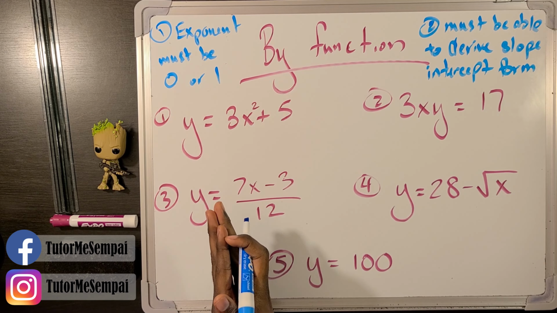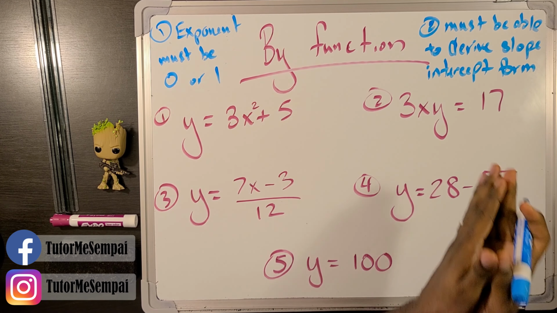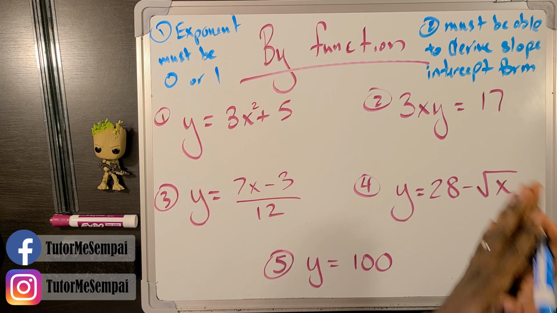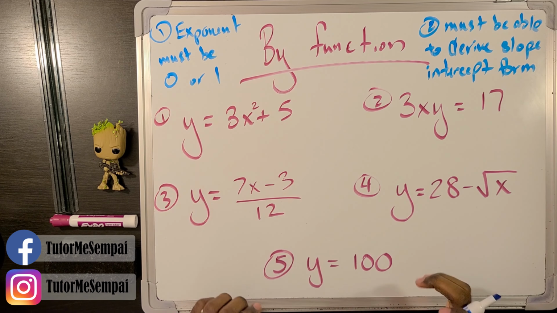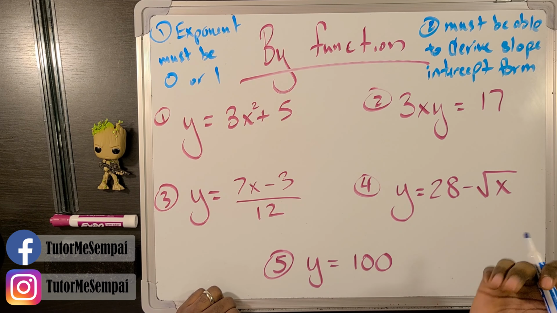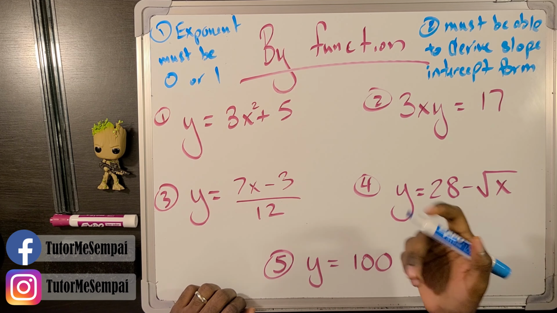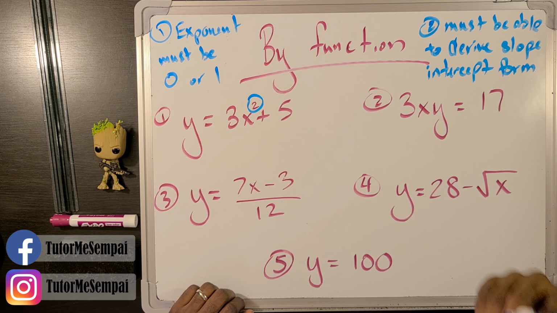Your exponent has to be either 0 or 1, and you should be able to get a slope-intercept form out of whatever you're working with here. So let's look at these starting with number 1 and figure out, is it a linear or nonlinear function? So number 1, you see right off the bat that this is going to be a problem.